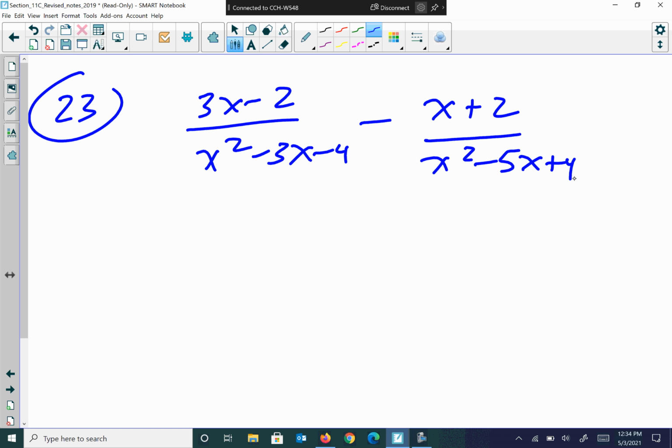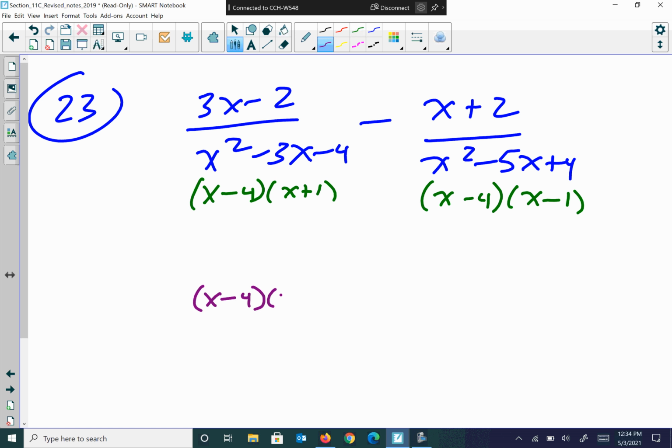All right, so I'm going to factor my denominators first. So this bottom is going to factor to x minus 4 and x plus 1. And this one's going to factor to x minus 4 and x minus 1. Do you feel comfortable with my factoring? So that means my common denominator is going to be x minus 4, x plus 1, and x minus 1.